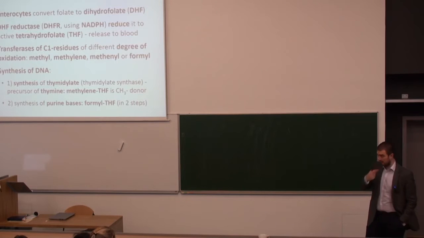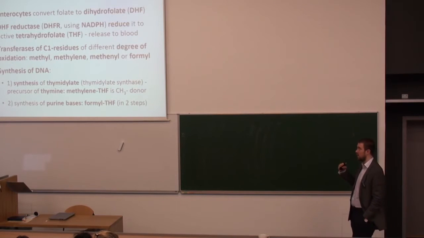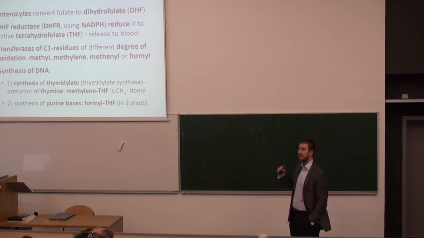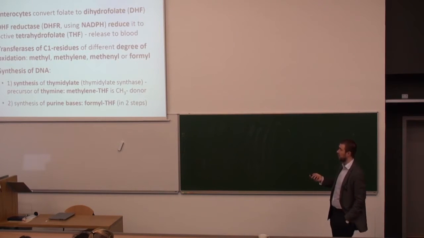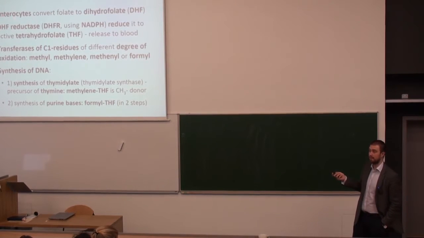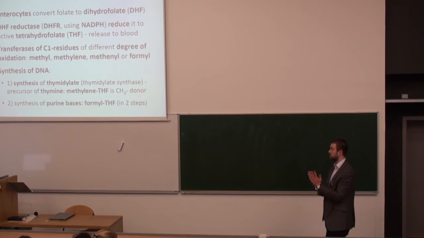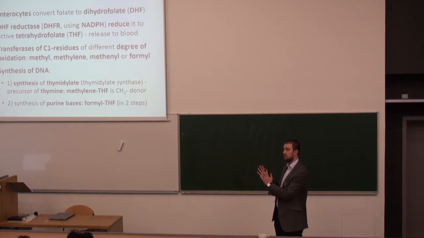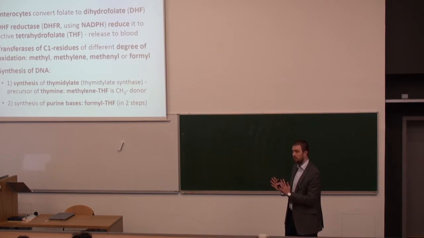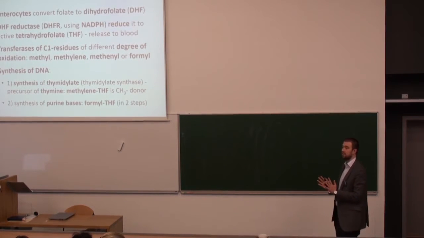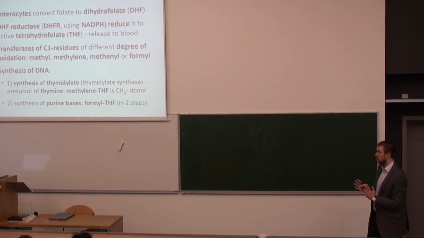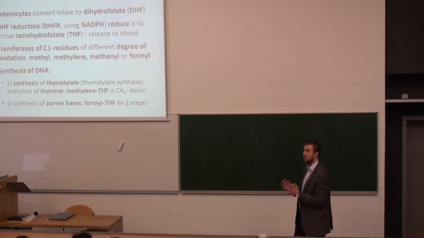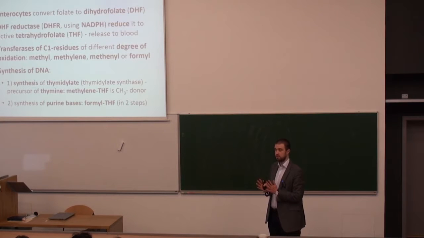Dihydrofolate is subsequently reduced by dihydrofolate reductase, and this enzyme will give you the molecule of tetrahydrofolate. As you start with the first, that's folate, then 2 hydrogens, dihydrofolate, other reduction is tetrahydrofolate. And as you know, the tetrahydrofolate can bind different C1 carbon residues.